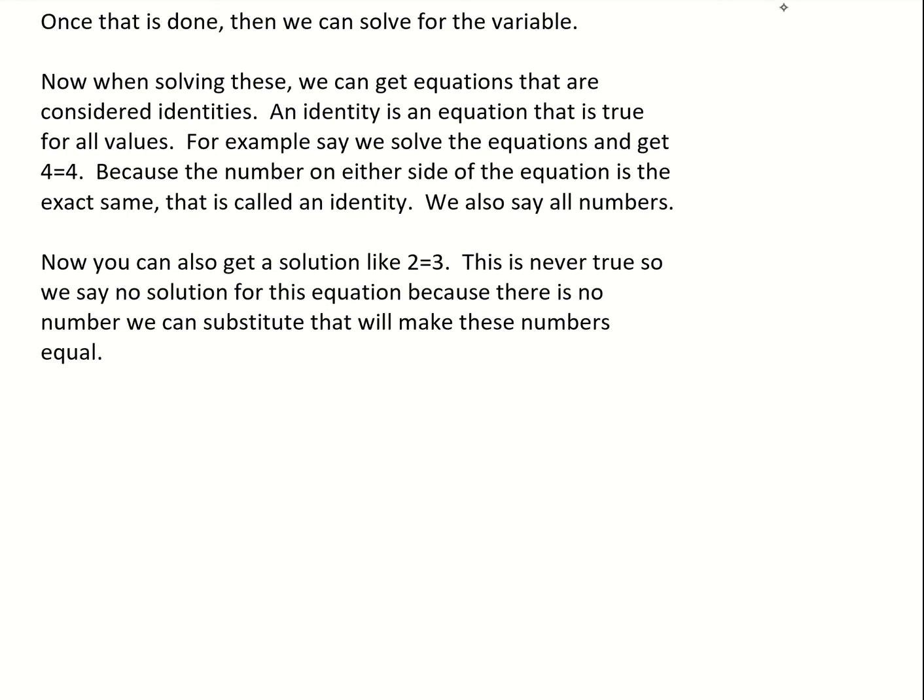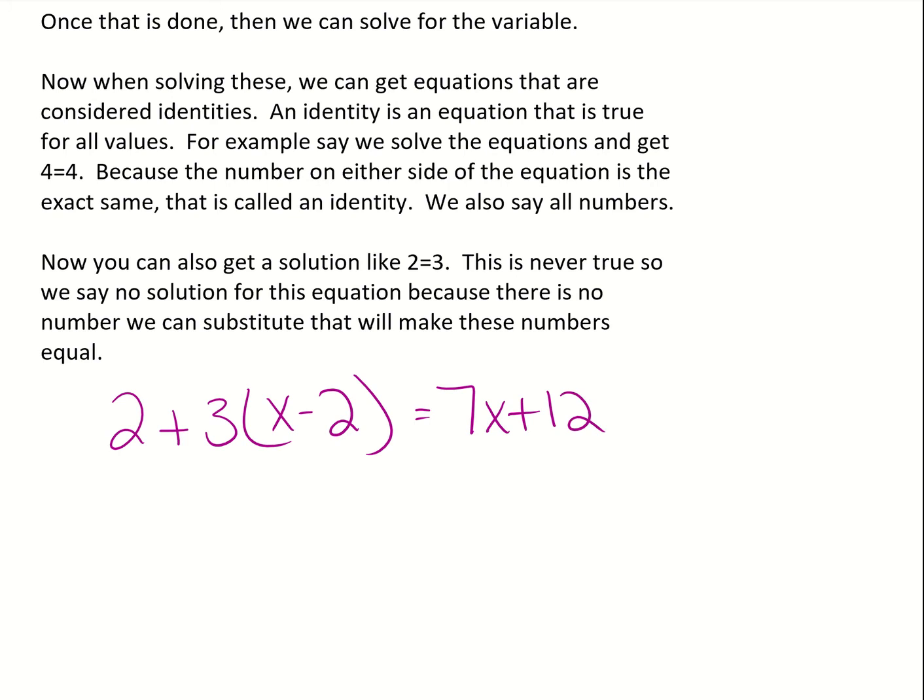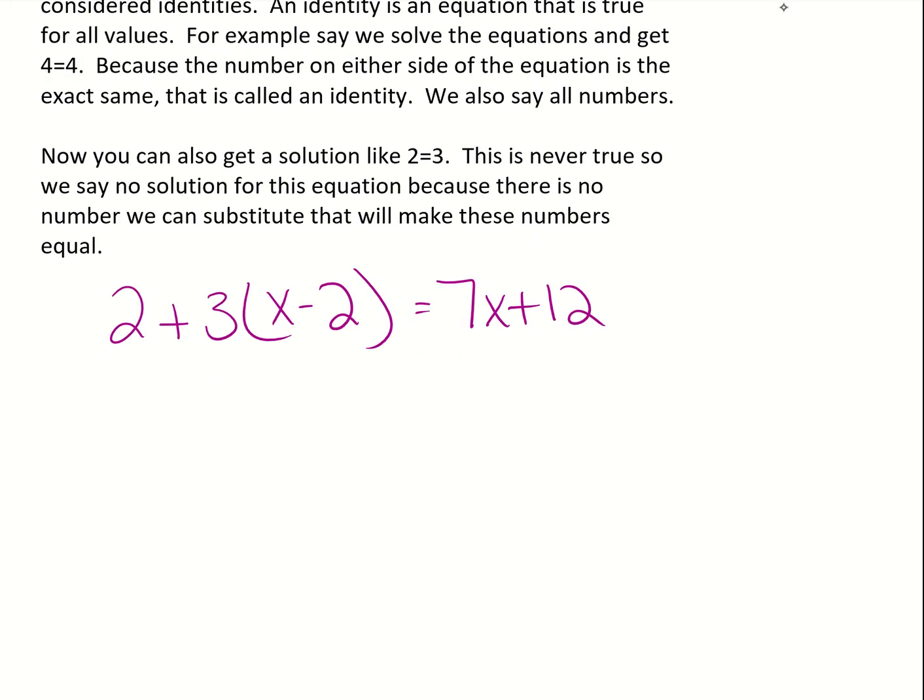So they might say something like this. 2 plus 3 times the quantity x minus 2 is equal to 7x plus 12. Okay, so the first thing we're going to do is distribute. Remember, when you distribute, you multiply, so 3 times x is 3x. 3 times negative 2 is negative 6, is equal to 7x plus 12.